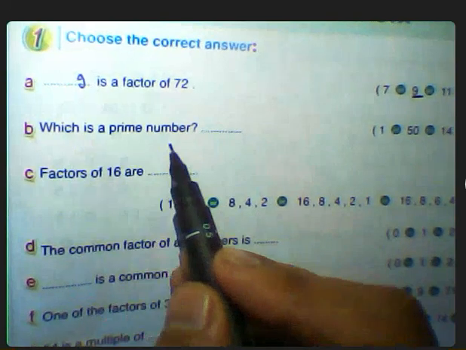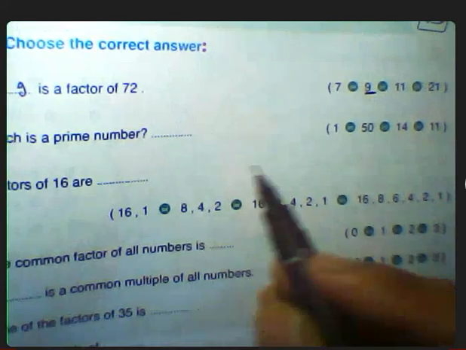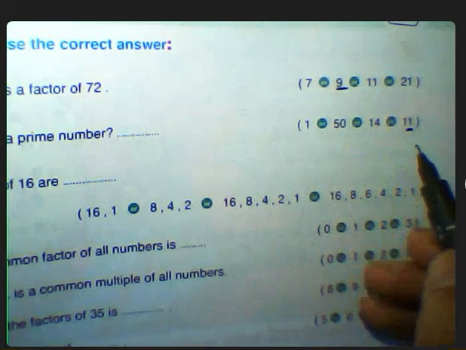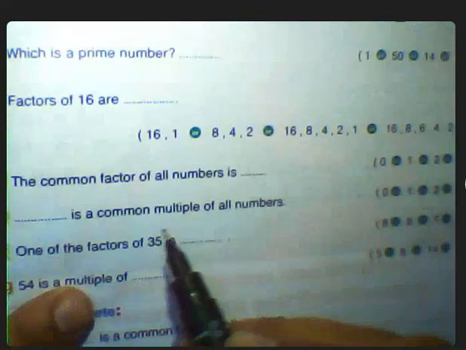Which is the prime number? The prime number here will be 11. 11 is a prime number because 11 can be divided by itself and 1 only.